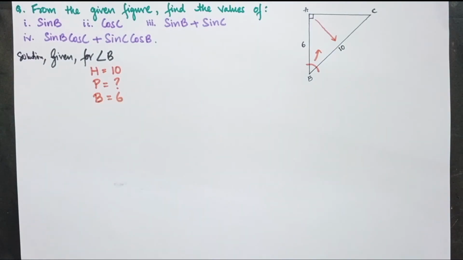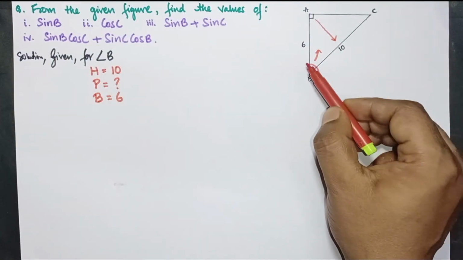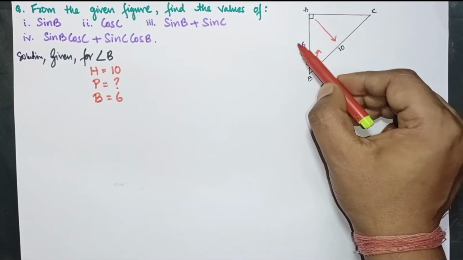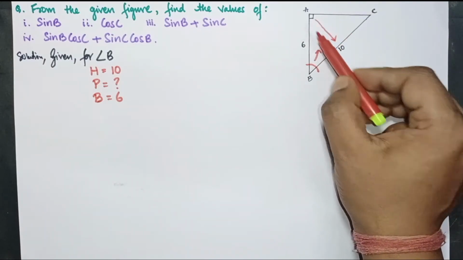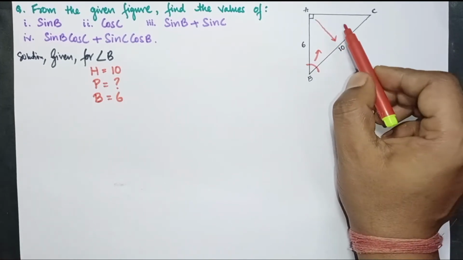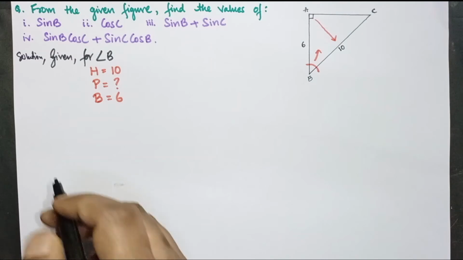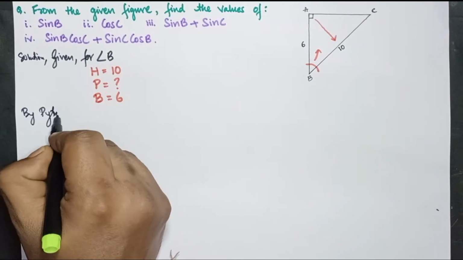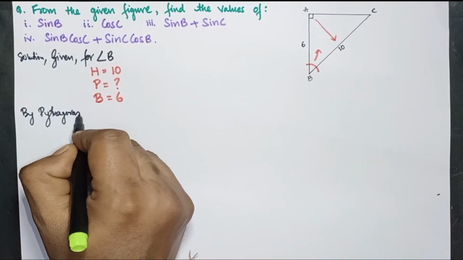Hope you are clear with this. In this, first we are taking angle B. So angle B opposite is my perpendicular, and this is my base. And the hypotenuse never changes, so the 90 degree opposite is your hypotenuse. So obviously what you have to use is Pythagoras theorem.